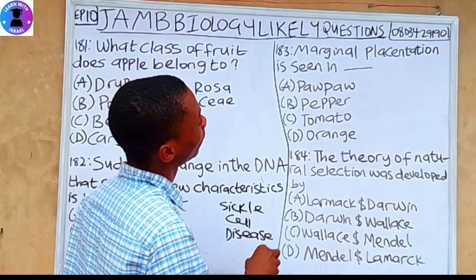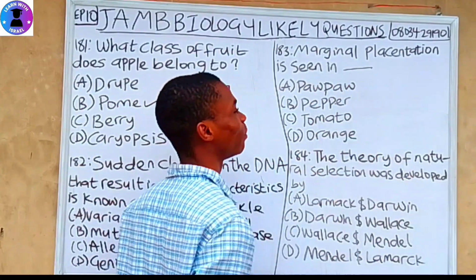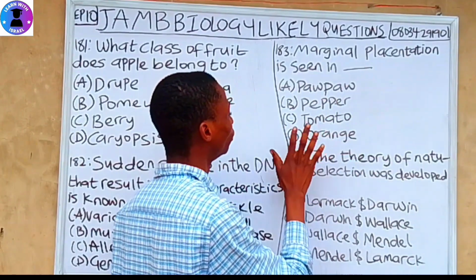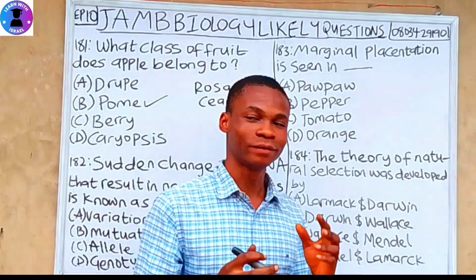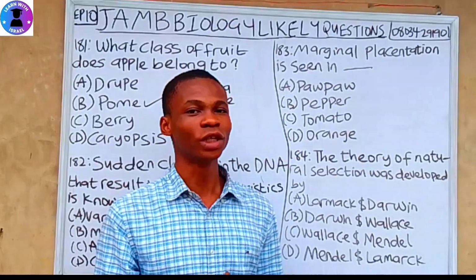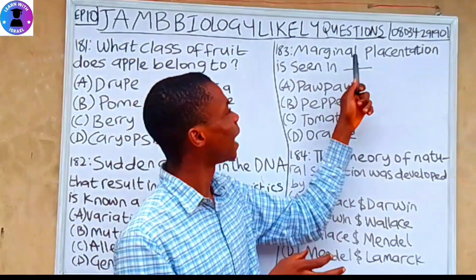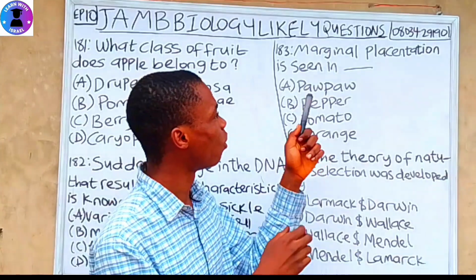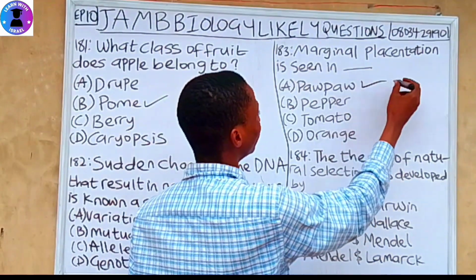Question 183. Marginal placentation is seen in which type of fruit? A. Pawpaw, B. Pepper, C. Tomato, D. Orange. If you have really read the topic fruit, you will be able to answer this question correctly. Marginal placentation always occurs in pawpaw. So pawpaw is the correct answer.